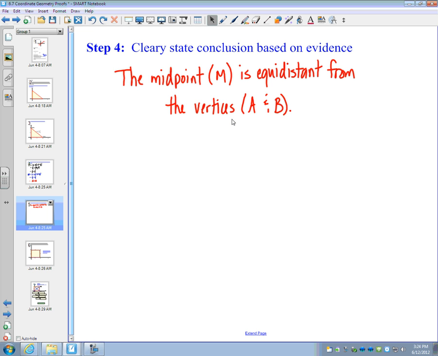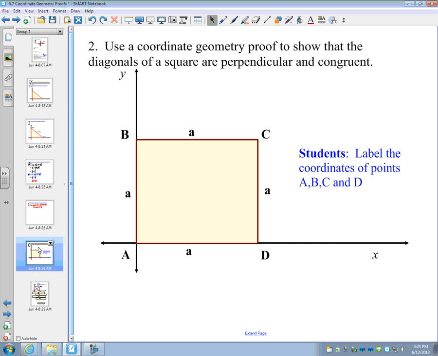So I put it on a coordinate plane to do this. Before, some of you might say, well, that's obvious, it's the same distance from the vertices, but we proved it, which is what we're trying to do. Okay, use a coordinate geometry proof to show that the diagonals of a square are perpendicular and congruent. So if I drew the diagonals, they would be perpendicular and congruent.